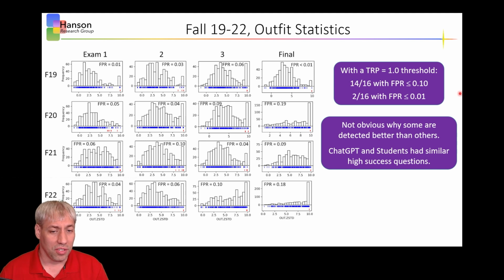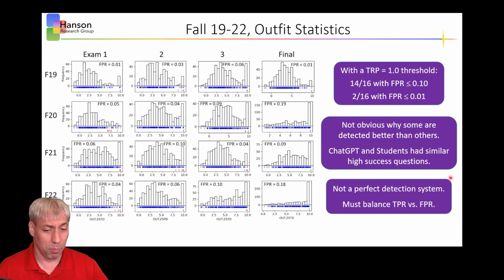What's not obvious to us is why it's better at detecting on some exams than others. Our assumption is there are certain instances where ChatGPT and students had similar high success questions, and in that case, the fitting algorithm we used biased it towards ChatGPT looking like a student. But that's something we're looking into in the future. Regardless of some of them not being as good as others, generally this is a pretty good detection strategy. But obviously it's not a perfect detection system.